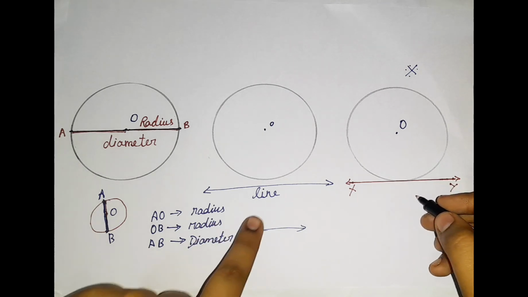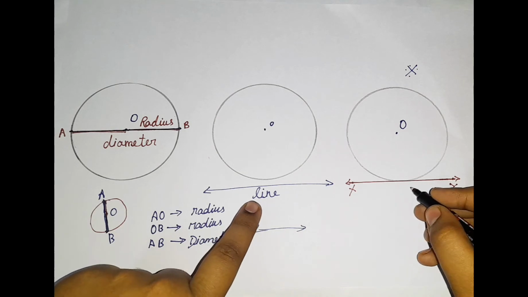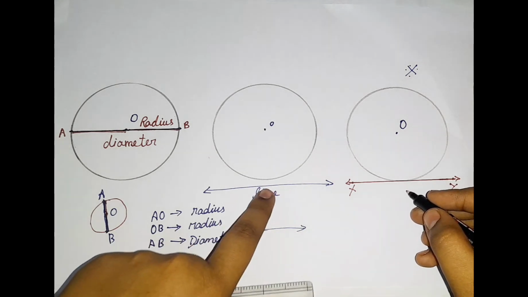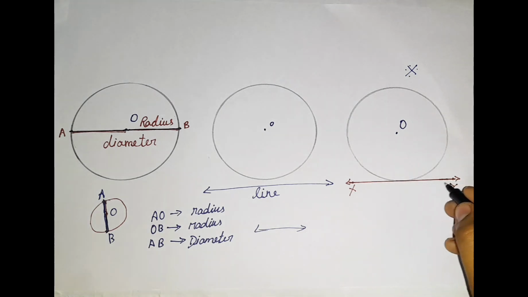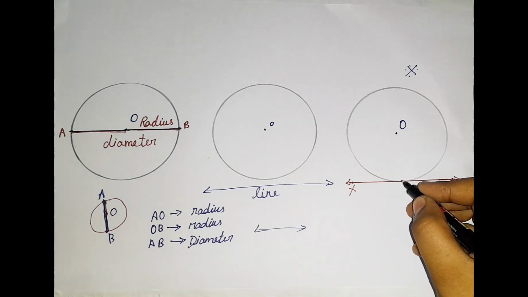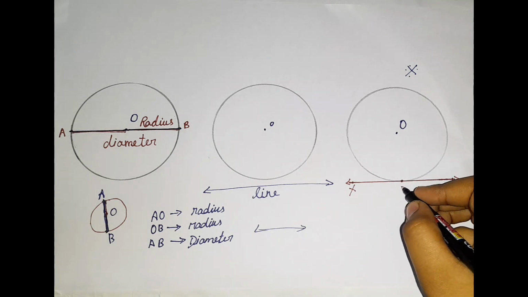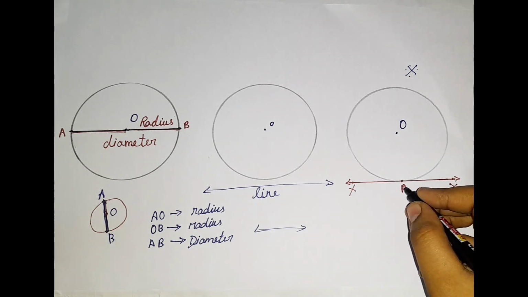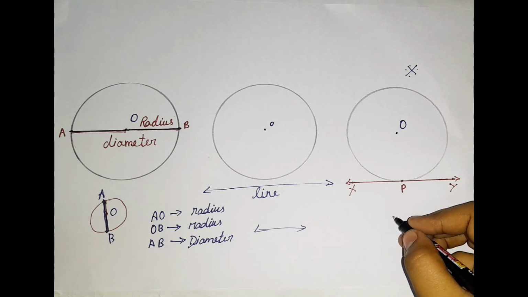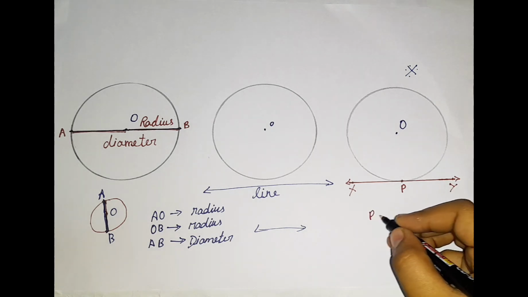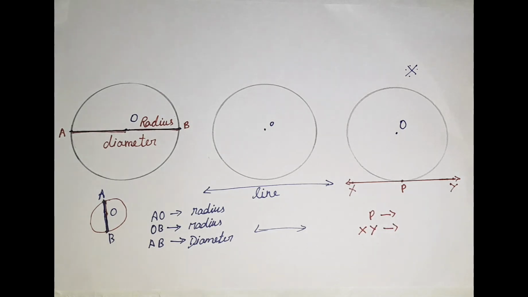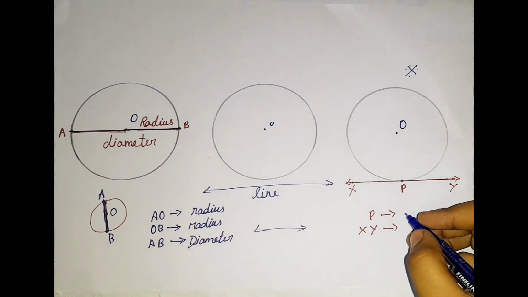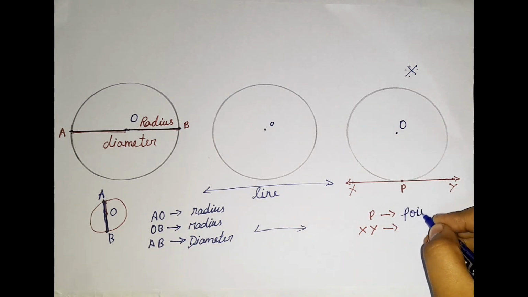Do you see the difference between line and tangent? A line is not touching the circle, but a tangent is touching the circle. Here we have a point when it is just touching the circle. You can name the point as P. What is this P? P is a point of contact. I'll write it right over here so you can note it down. P is the point of contact.